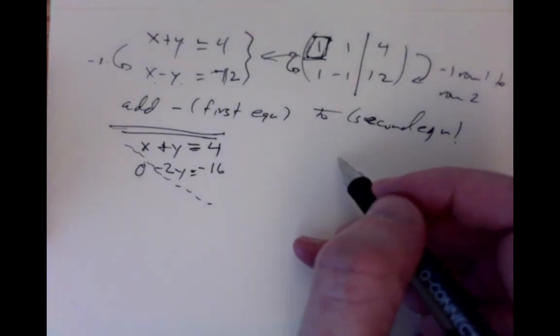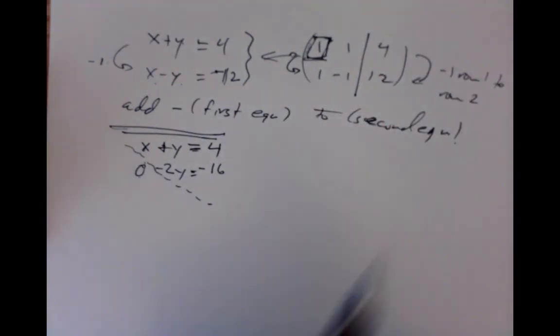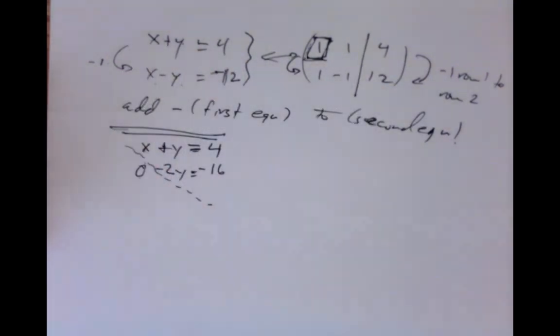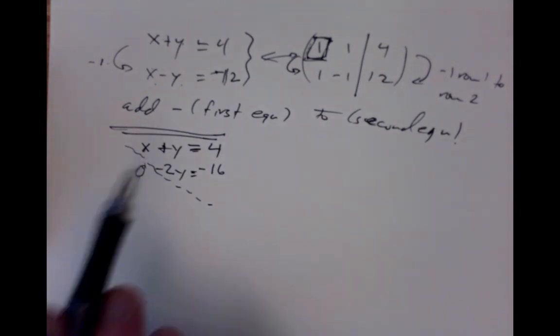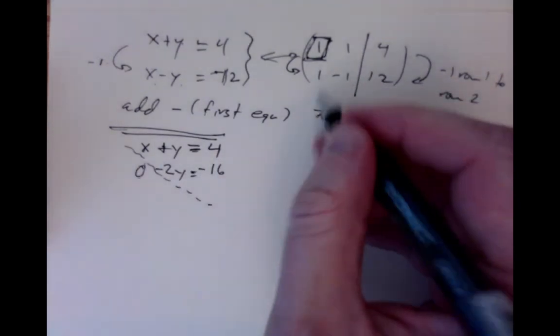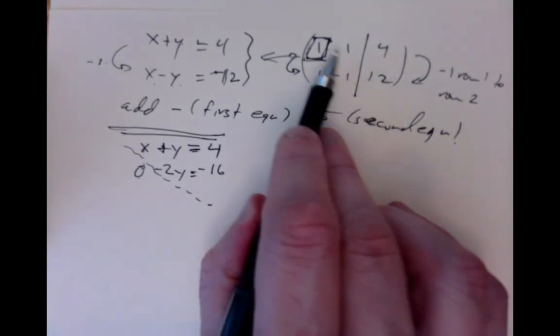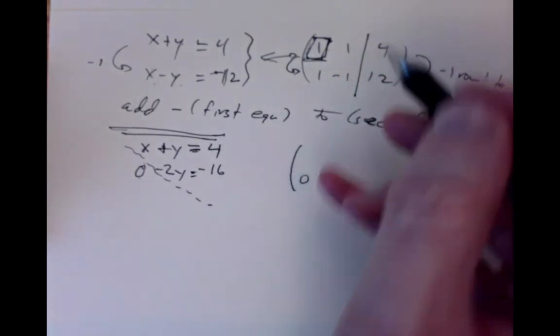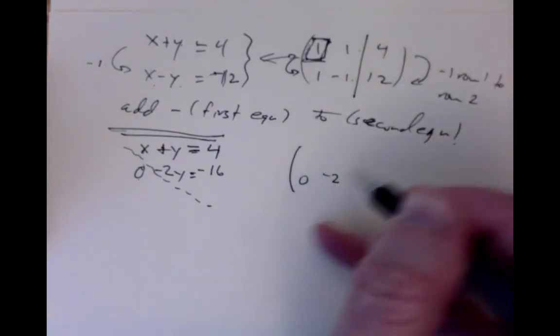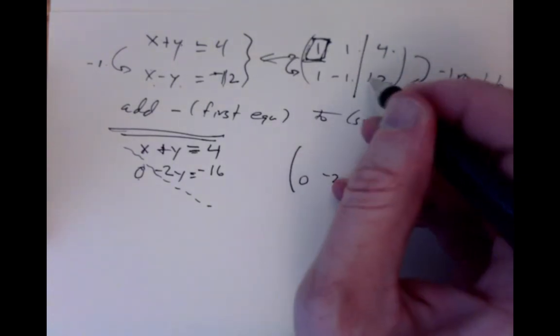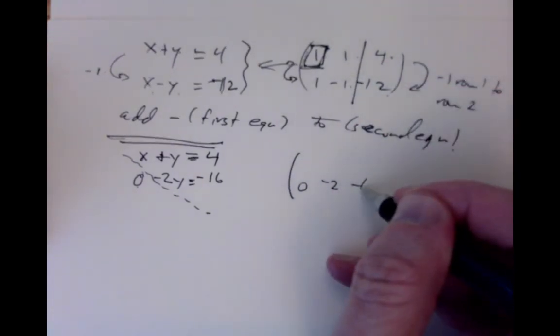It is to add a multiple of a row to another row of the augmented matrix, and what it corresponds to in equations is adding a multiple of an equation to an equation, which doesn't change the solutions. So it's perfectly allowed, but it makes the equations simpler. And in this case, it makes the augmented matrix simpler because we add minus row 1 to row 2: add minus that to that and get 0, minus that to that and get minus 2, minus that to that, which should have been minus 12, and get minus 16.